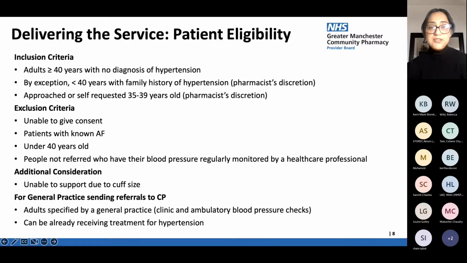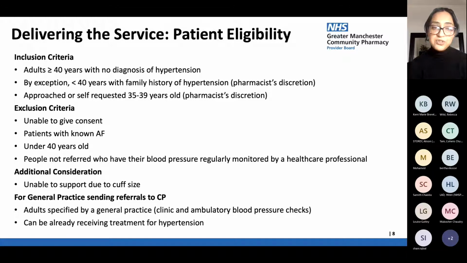So in terms of delivering the service, the patient eligibility, the inclusion criteria, is adults who are 40 or over with no diagnosis of hypertension. By exception, any patients under 40 years old with a family history of hypertension can be seen through this service, but this is at the pharmacist's discretion. You could also consider, if approached or self-requested, anybody who's 35 to 39 years old that has come to your pharmacy; you may provide it at pharmacist discretion.